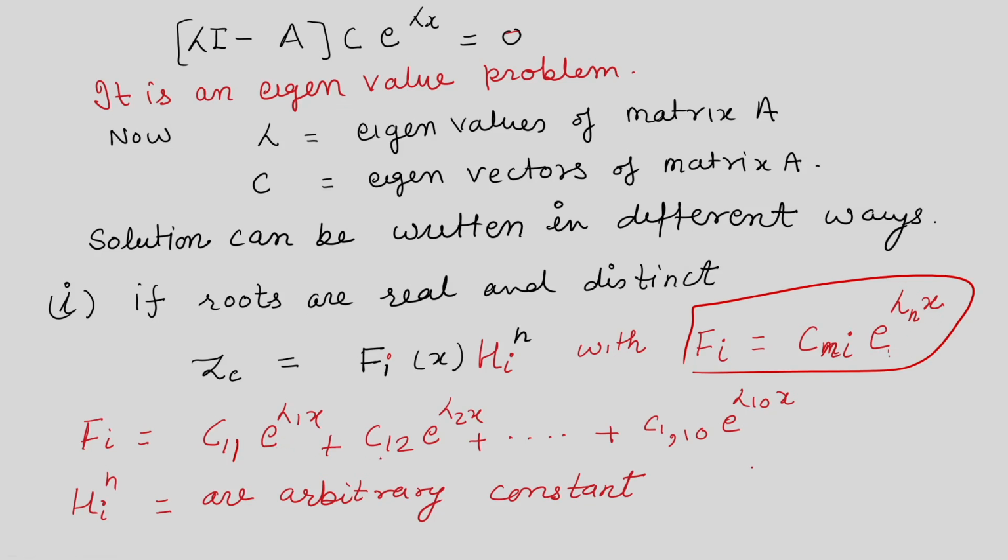So, with lambda 1, lambda 2 and C1 up to C10, up to 10 we can write. In this way all complementary solutions can be written, let us say for first, second and third. So, ultimately the solution Z will be a matrix F and a vector H of arbitrary constants. F is known to us because we know the eigenvalues and eigenvectors, and at any x location we can find it out.